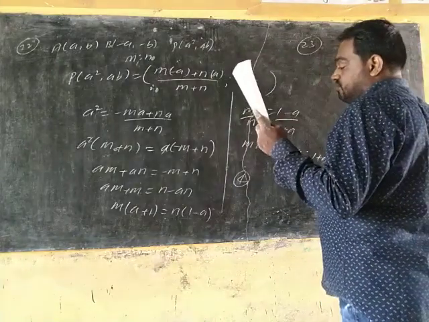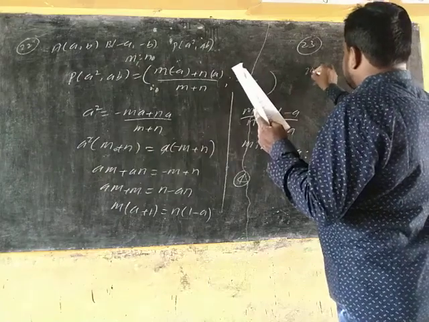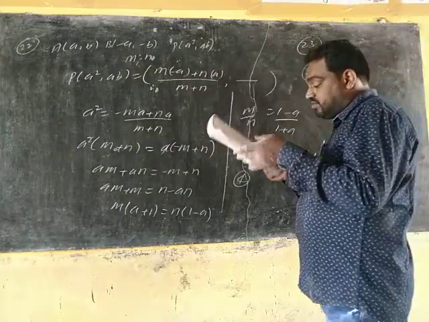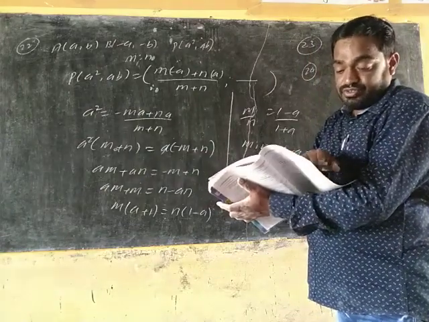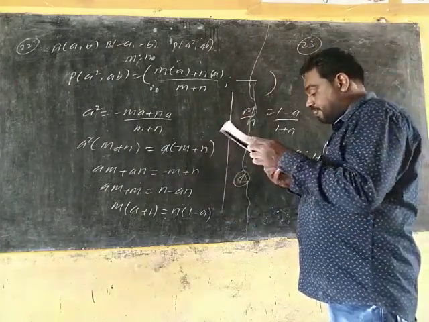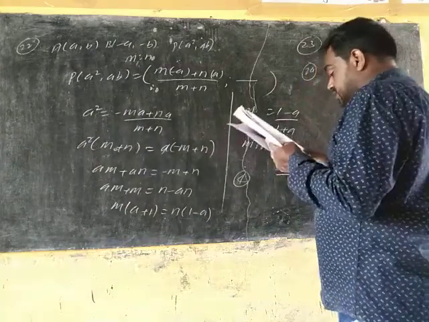Next, 24th question. That is the 23 correct answer. I will give you now. 23 correct answer: option 2 you are getting. Option 2, minus 1 by 3, is the correct answer.